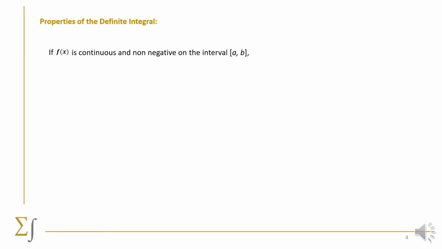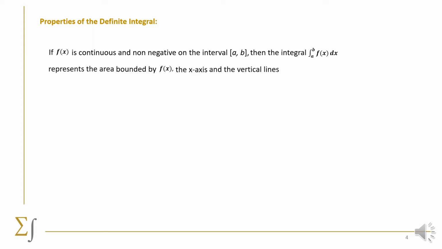Okay, let's see some properties of the definite integral. Suppose we have f of x to be continuous and non-negative on the closed interval ab, then the definite integral of f of x from a to b represents the area bounded by the curve of f of x and the x-axis, as well as the two vertical lines x equals a and x equals b.